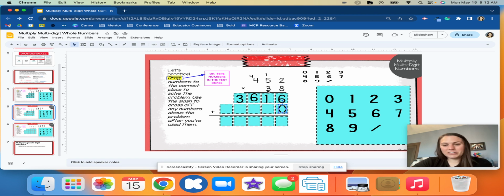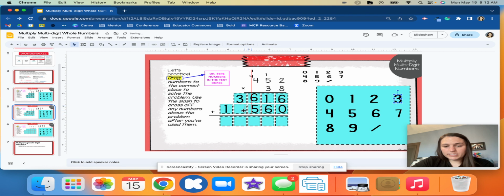All right, now let's go on to that tens place, that 3. So 3 times 2 is 6. 3 times 5 is 15. We're going to carry our number 1. And then we're going to go to 3 times 4, which is 12, plus 1 is 13.